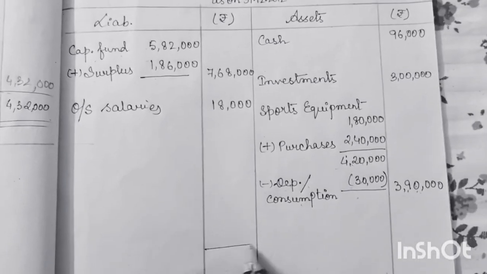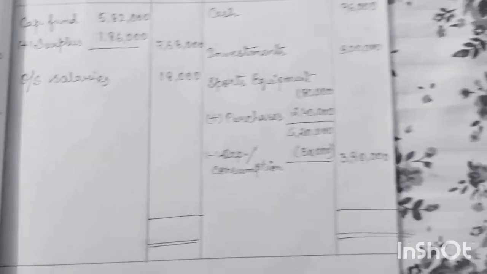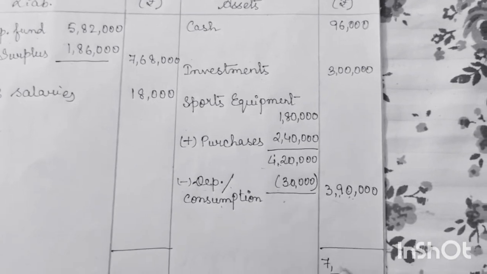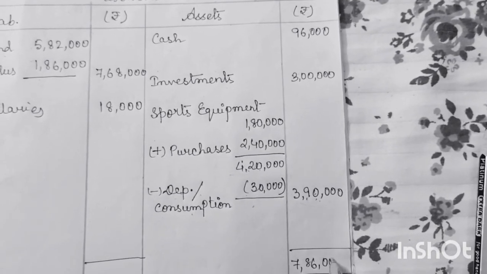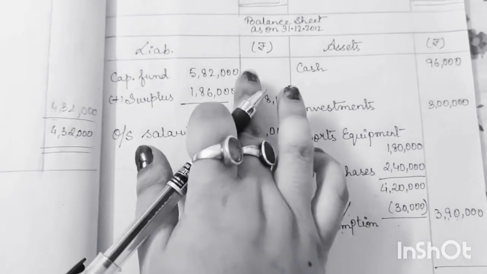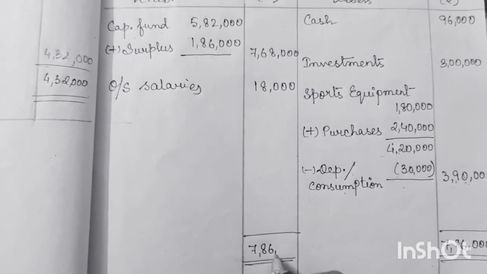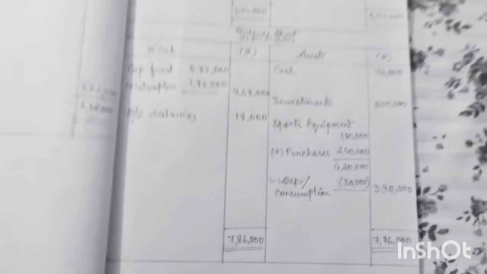Now all the transactions are recorded. Now we will total. The total of the asset side is 7,86,000, and the total of the liability side is also 7,86,000. So the sum, as you can see, is done.